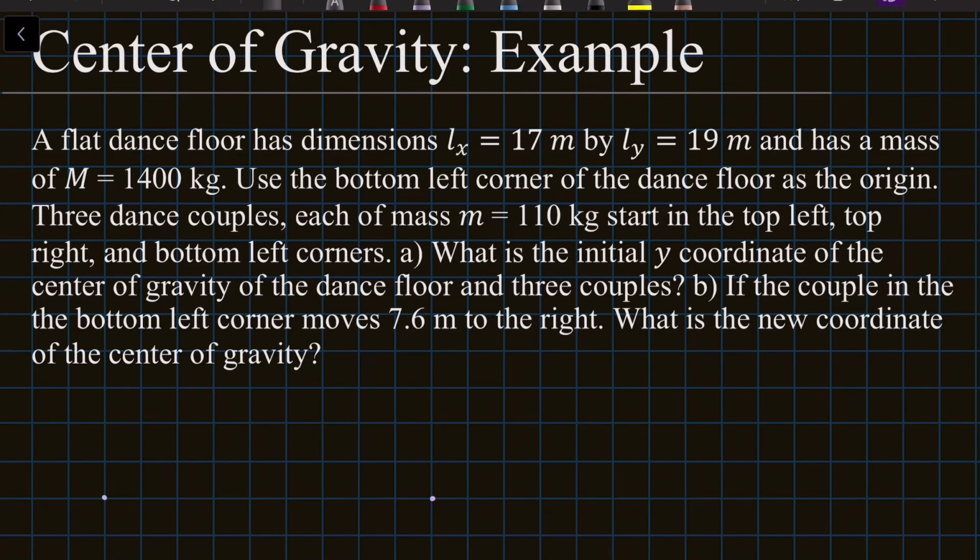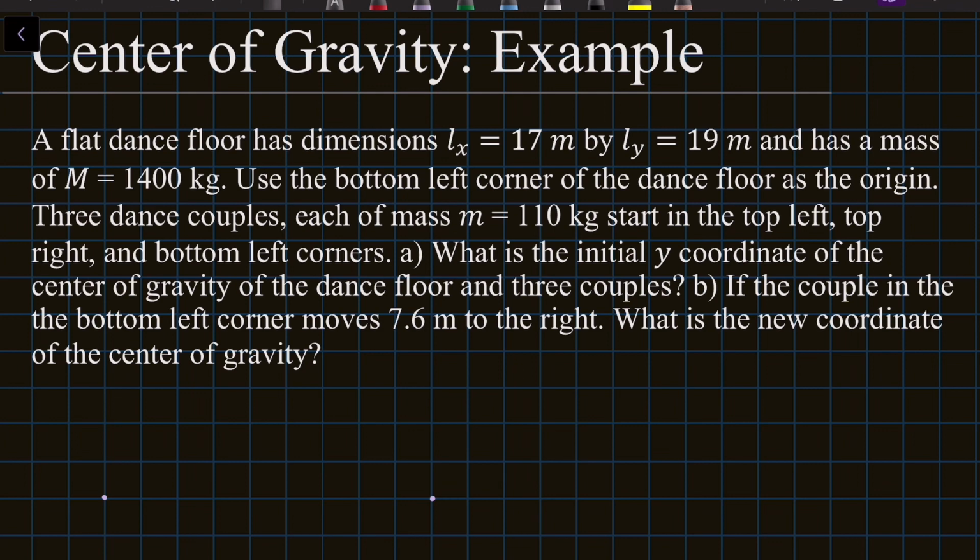Okay, to review the concept of center of gravity, we'll practice with an example. This one says, a flat dance floor has dimensions of L along the X equal to 17 meters by length along the Y equal to 19 meters and has a mass of capital M equal to 1400 kilograms. Use the bottom left corner of the dance floor as the origin.